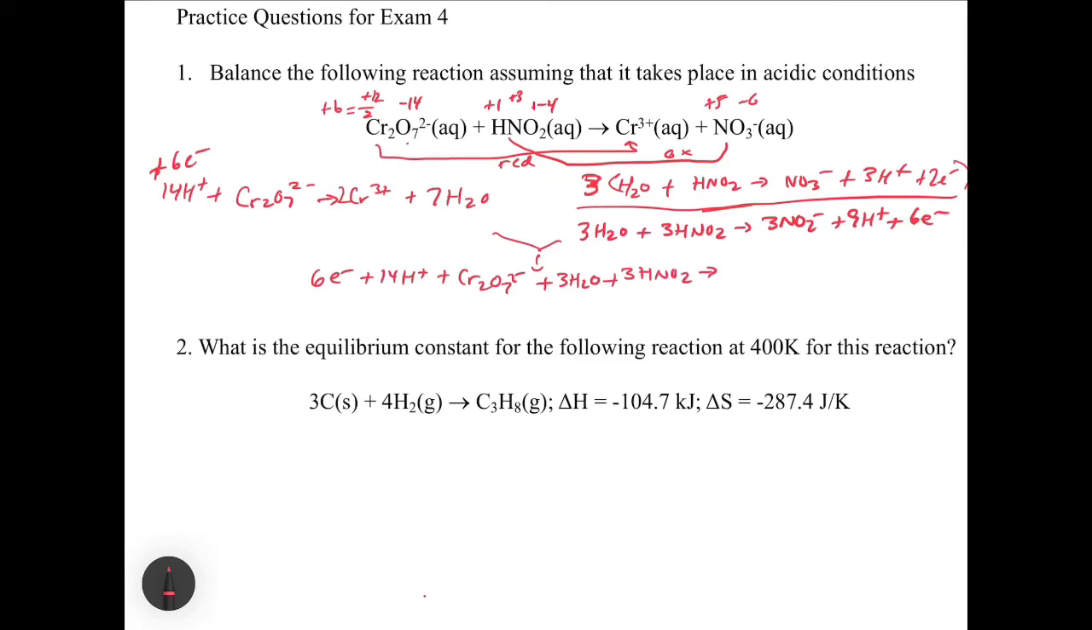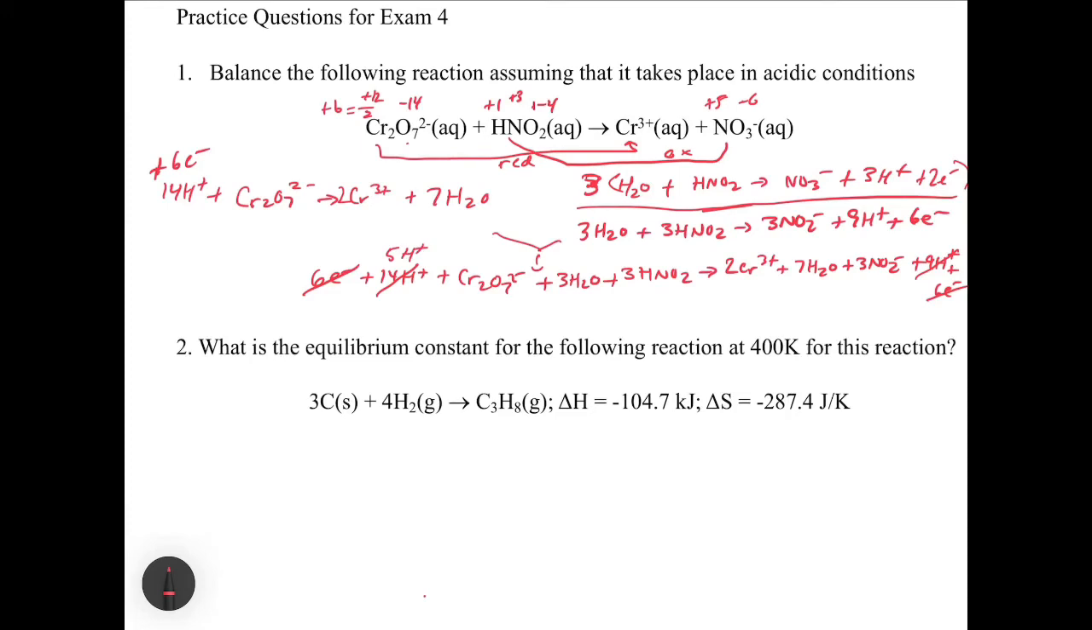And then over here, we're going to have our products. 2Cr3 plus, 7H2O plus 3NO2 minus plus 9H plus 6 electrons. So now we can start canceling. The electrons are the first thing to go. We have 9H plus on this side. Those are going to go because we have 14H plus over here. So we're left with 5H plus.